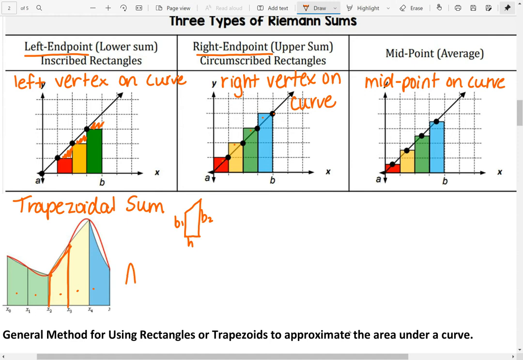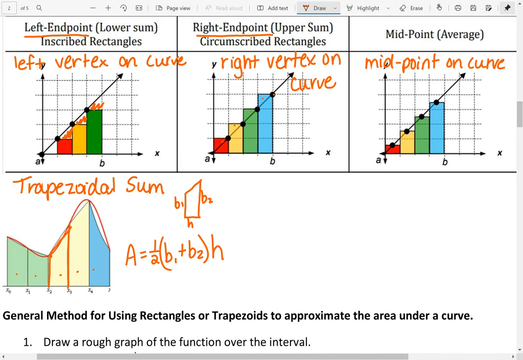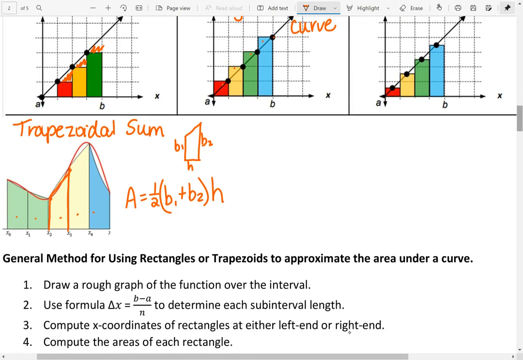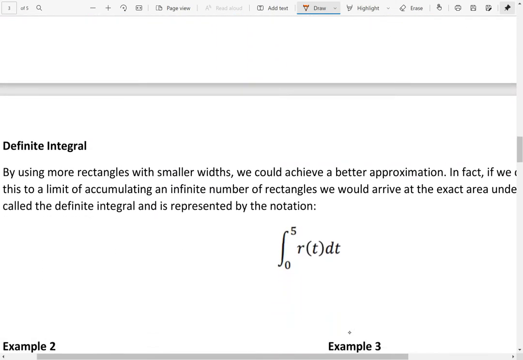You'll need this formula later. The area of a trapezoid is 1/2 times base 1 plus base 2, times the height. So let's look at sketching a couple of Riemann sums, and then we will estimate some area.